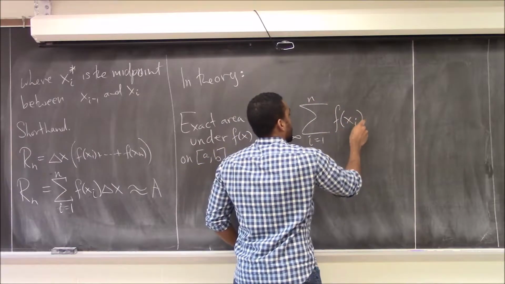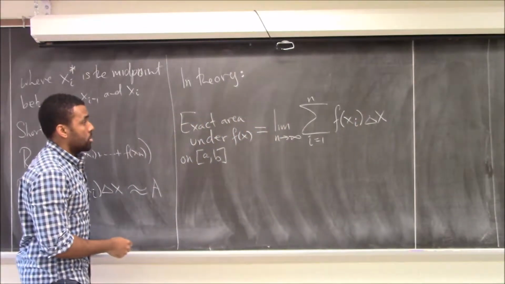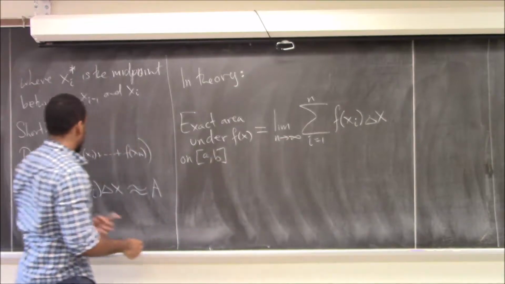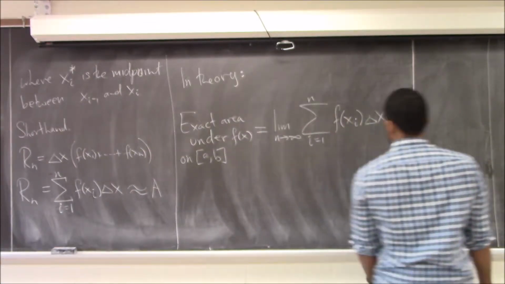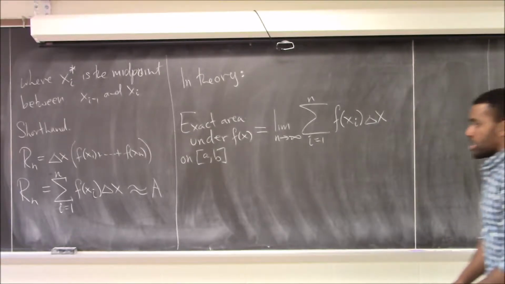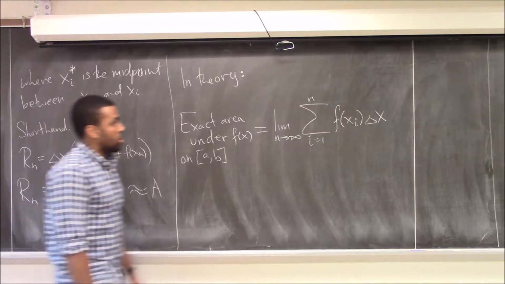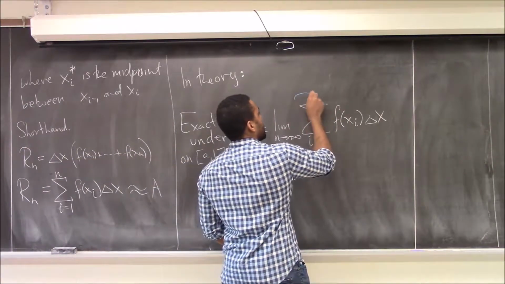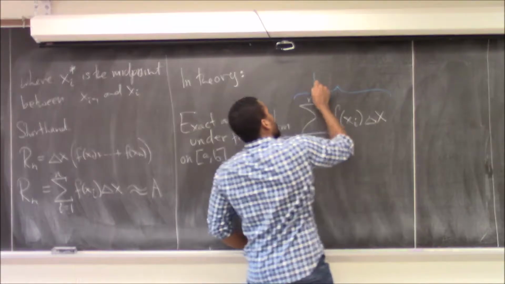That's a different symbol than the other one, right? Or is that the same symbol? This is the same symbol as this. This, by the way, is called a Riemann sum. I don't think I mentioned that. It's named after a mathematician called Riemann. This thing here is called a Riemann sum. It's just a sum of things.